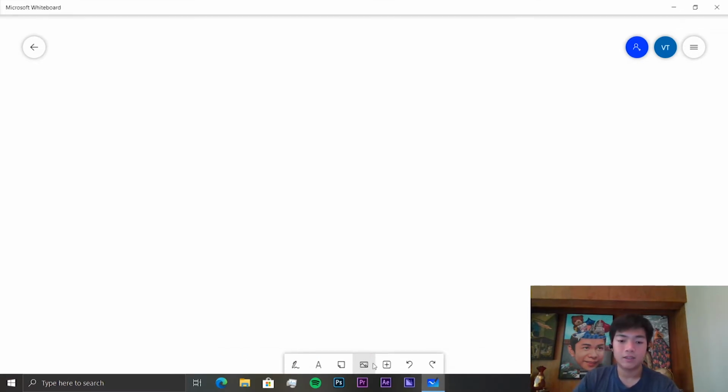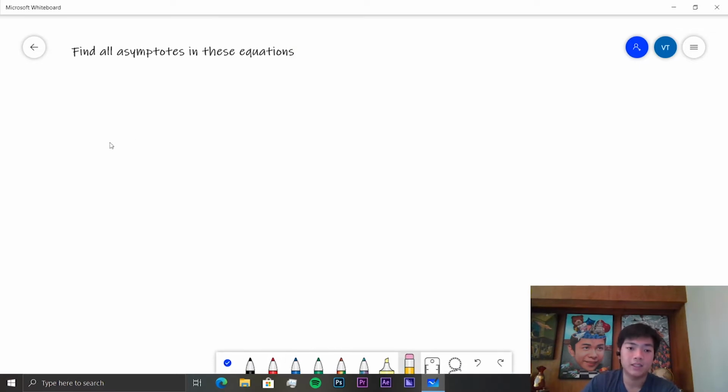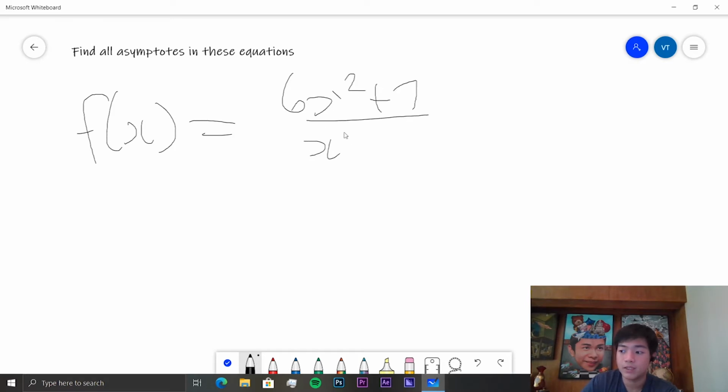And so the next problem is asking to find all asymptotes in these equations. The first equation is f of x equals 6x squared plus 7 over x squared minus 9. So we have to find all asymptotes, so we have to find the vertical, horizontal, and slant asymptotes.